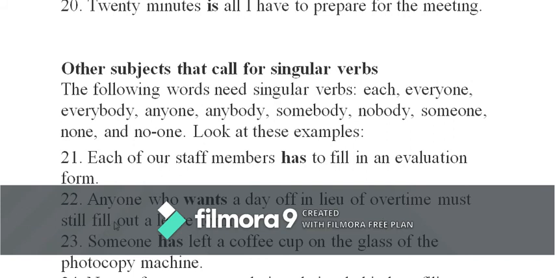Let us proceed further. Anyone, anyone who wants. If I remove the word who, anyone wants, it makes sense. Anyone who wants a day off in lieu of overtime, that means in place of overtime, must still fill out a leave form. Now, as per my rule, I go back to my rule. Is the word anyone used over there? Yes, anyone is used, so it will take a singular. So anyone who wants, we have seen that.